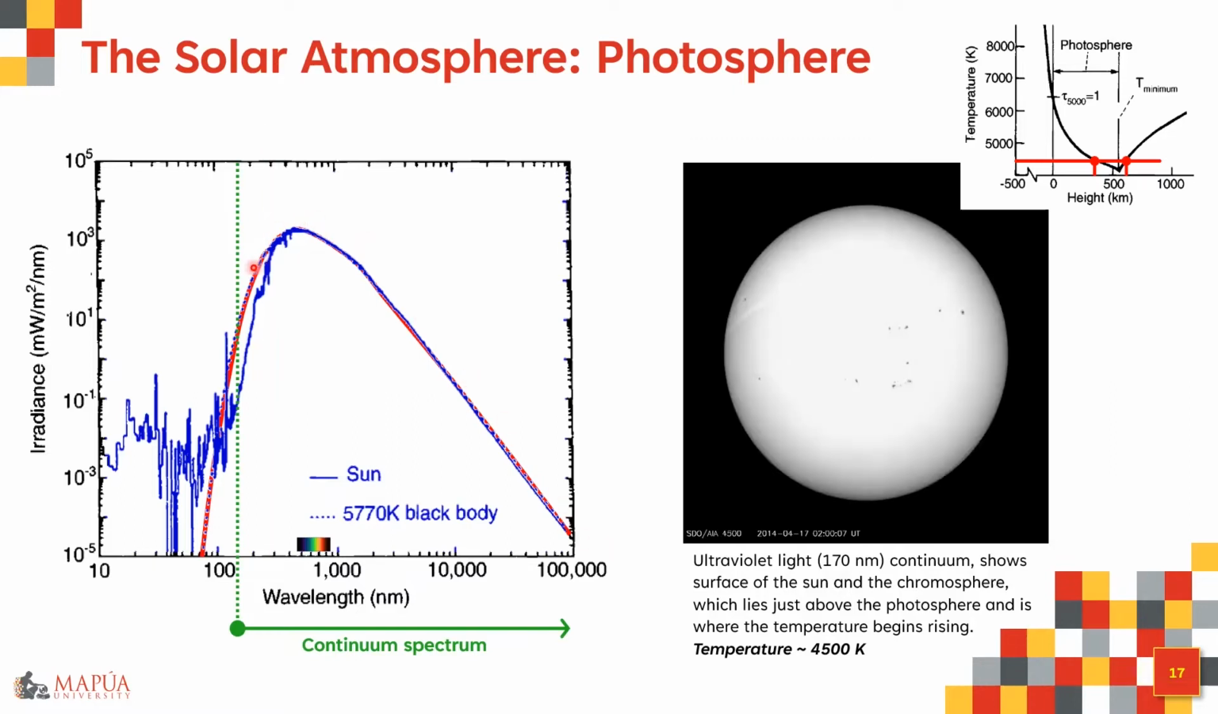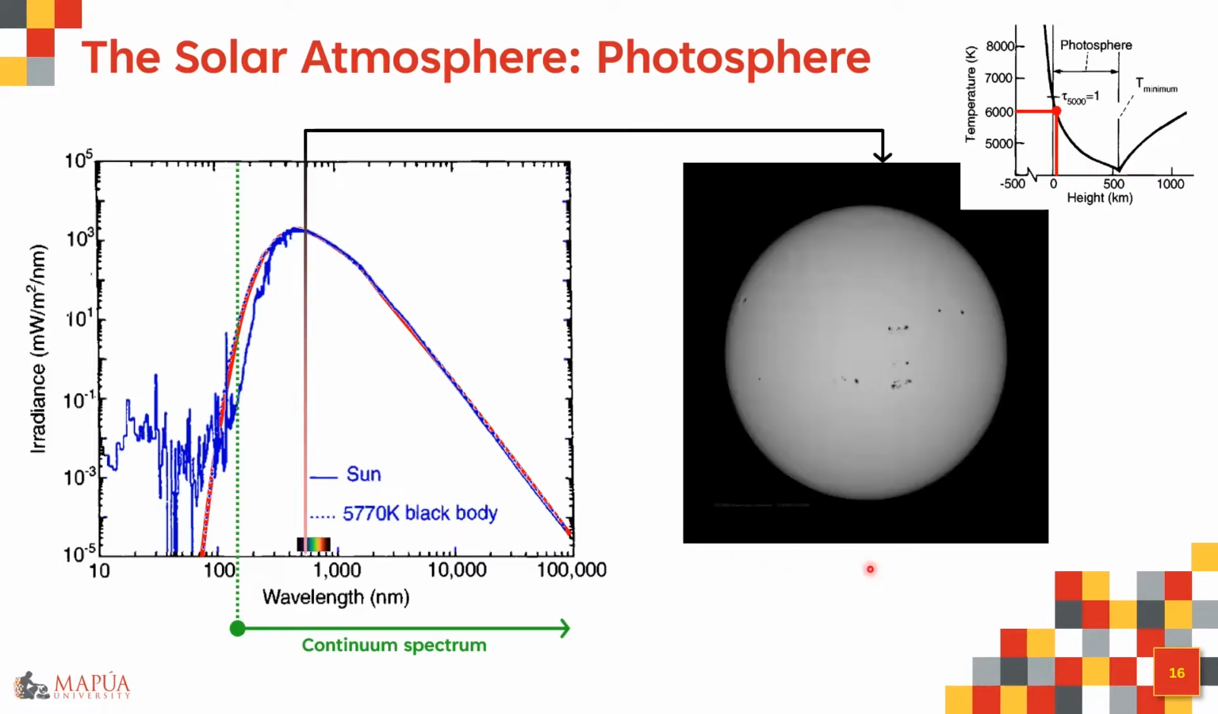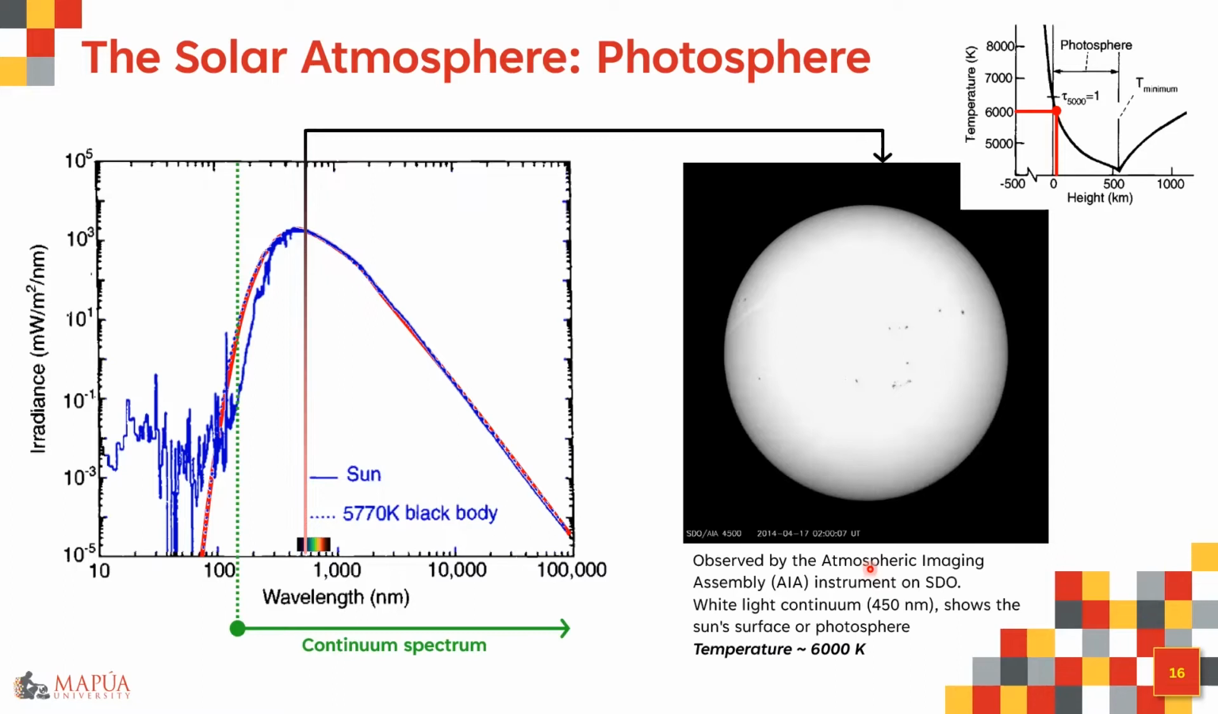So again, going back, this is white light, and this is ultraviolet. This is white light at 450 nanometers. It's about the blue region. We also call this the white light continuum, observed by the Atmospheric Imaging Assembly instrument on the Solar Dynamics Observatory, and it's somewhere here in the electromagnetic spectrum. So it still belongs to the continuum spectrum.